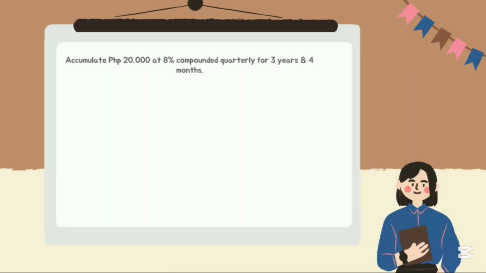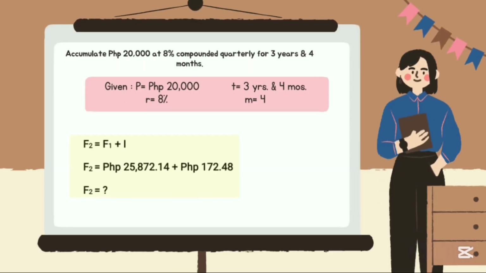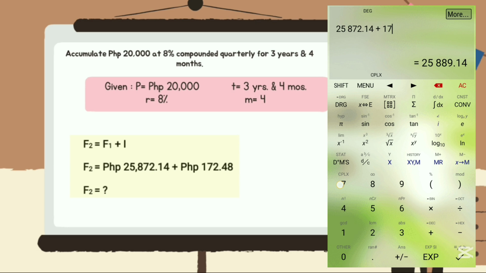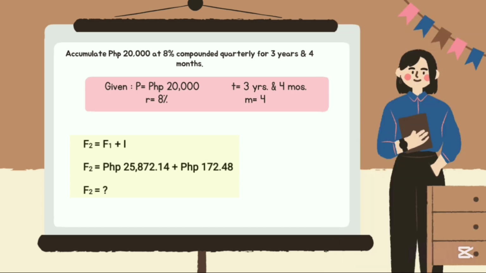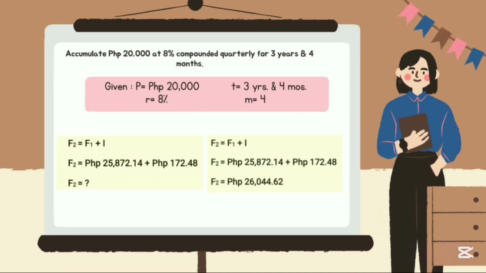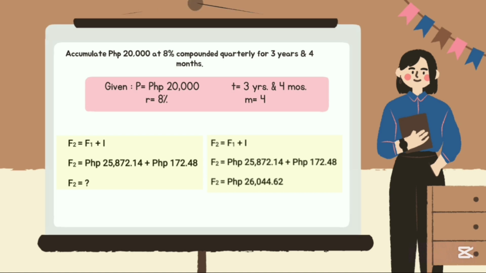So in finding the F sub 2, we're going to be using the amount of F sub 1 and our compound interest. So 25,872 pesos and 14 centavos added to 172 pesos and 48 centavos. Our F sub 2 amount will be 26,044 pesos and 62 centavos.